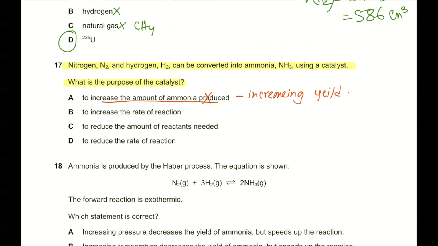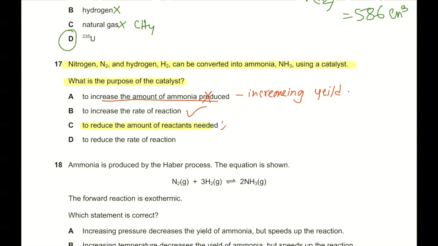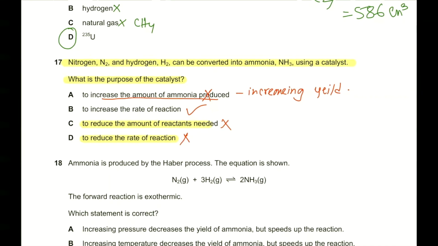To increase the rate of reaction. Yes, a catalyst can increase the rate of reaction. That is correct. Let's see why the other points are wrong. To reduce the amount of reactant needed, no. A catalyst cannot decrease the amount of reactant needed. To reduce the rate of reaction: there are negative catalysts that reduce the rate of reaction, but over here, the use of iron as a catalyst, the use of the catalyst is actually to speed up the reaction. So 17B will be correct.